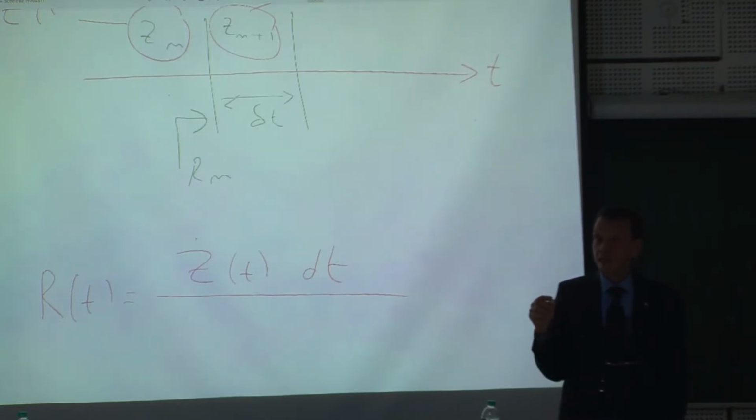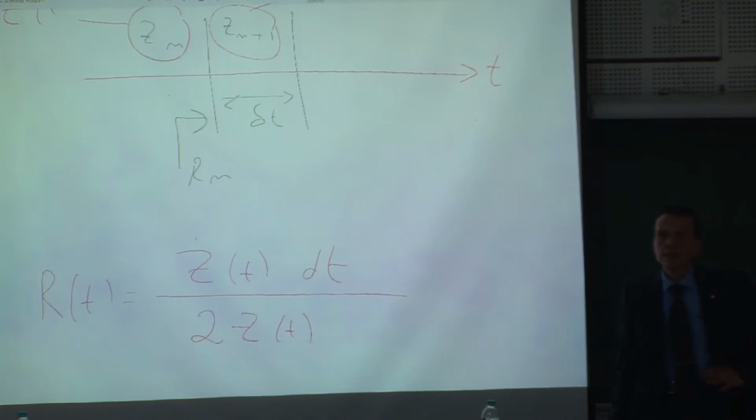Okay, this is the numerator. The denominator is Z plus Z. So you can say they are very near to each other, and I can say it is twice Z of T. So this is Rn. Okay?